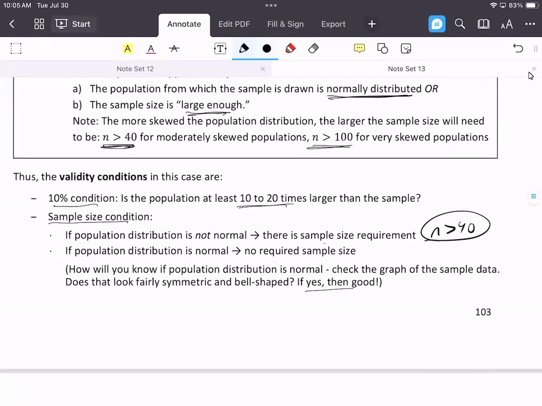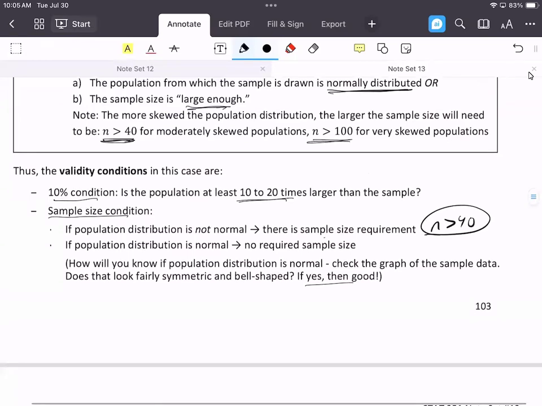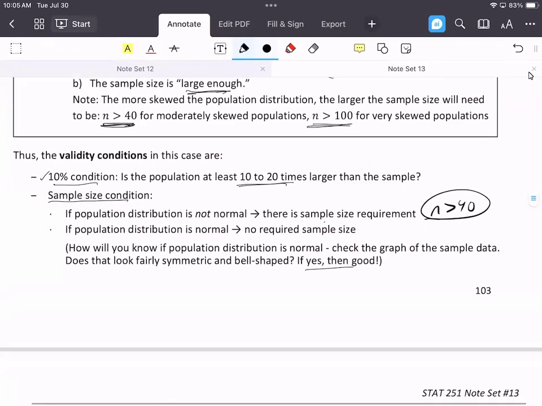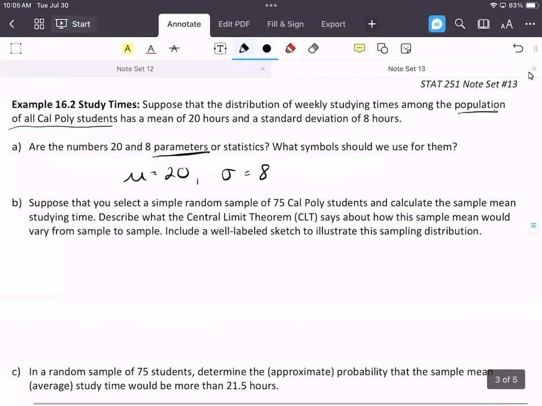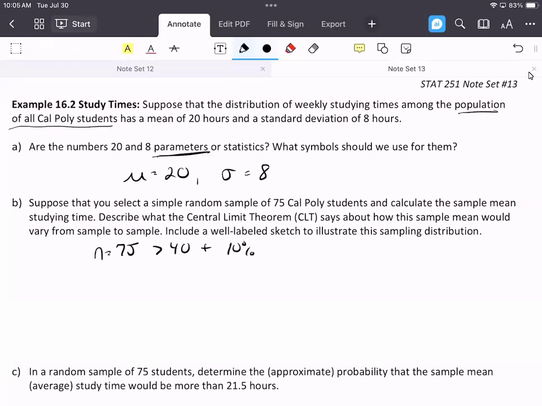let's think about the validity conditions first. If we look at 75, are there more than 750 students at Cal Poly? And the answer is yes. So the 10% criteria is met, and for the sample size, we're not told that it's extremely skewed. I don't know if it's extremely skewed, but we're going to say n greater than 40 is sufficient. So we've checked the conditions. We know that n equals 75, which is greater than 40, and the 10% condition is met.